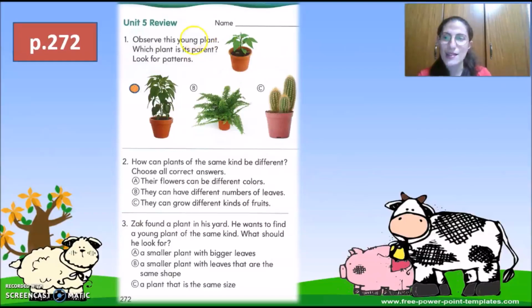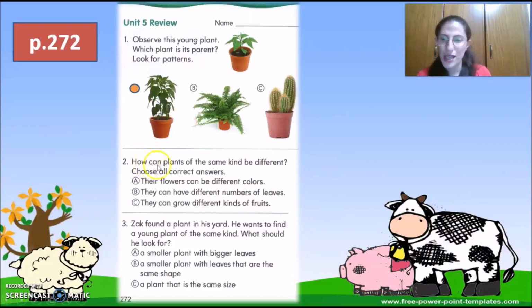Excellent, it is plant A. Why? Because they share the same shape of leaves as this young plant, but the adult plant is bigger. Okay, they are different in sizes. One is bigger and the other is smaller. As this younger plant grows day after day, it will grow up to look like its parent and it will grow more leaves. Clear? So far so good?